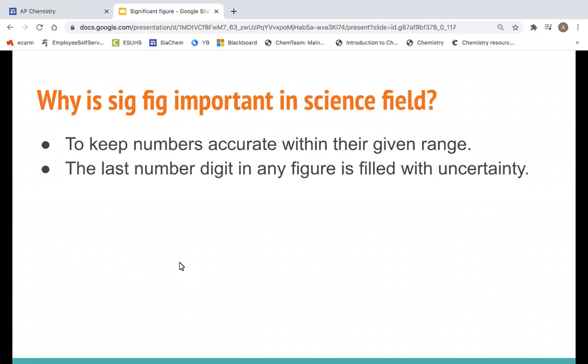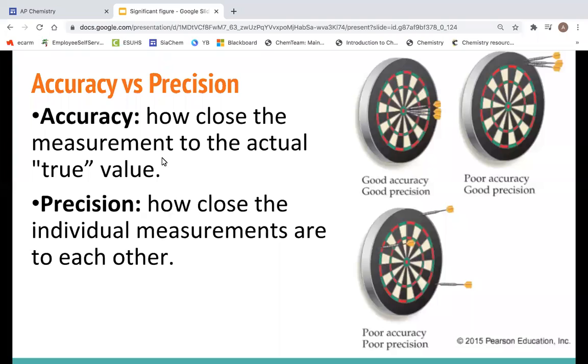Moving on. So why are significant figures important in the science field? It is important because it keeps the number accurate given the range, and the last digit of any figure is filled with uncertainty. So let me give you an example. This is accuracy versus precision. In the picture here, we have three different dart boards, right?